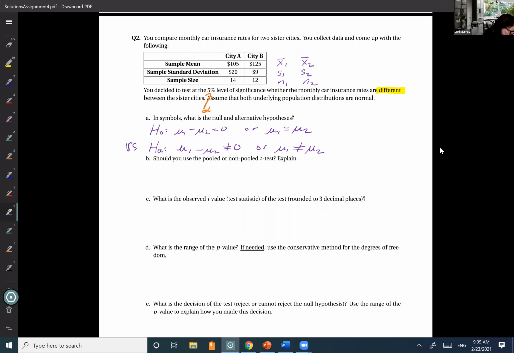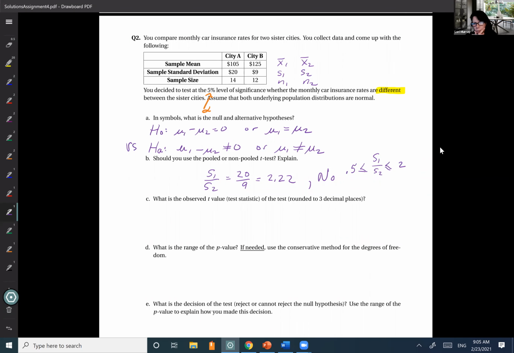If you take the first sample standard deviation and divide by the second sample standard deviation, I get 20 divided by 9, which is 2.22. And that says, in order to use the pooled test, the answer is no. In order to use the pooled test, the ratio S1 over S2 should be between certain values. It's sort of a made up rule, actually.